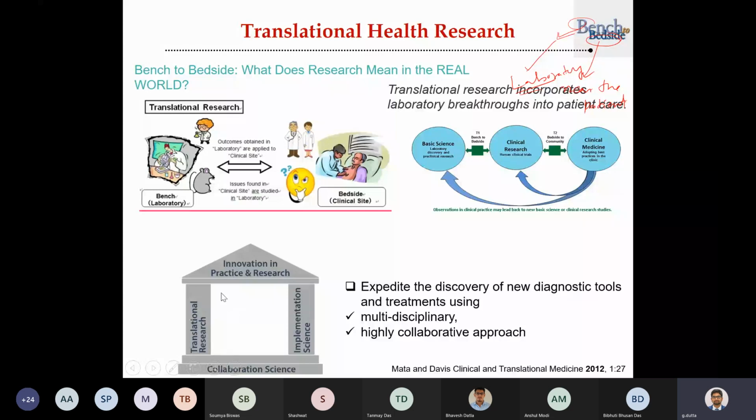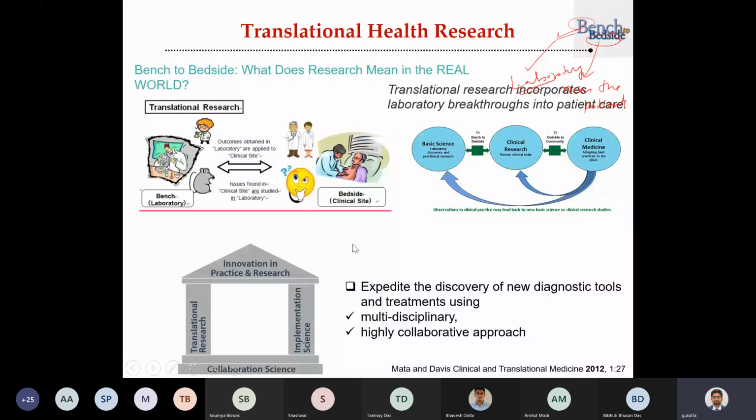These things stand on translational research and implementation science, and this is highly collaborative, and we can innovate some new things for patient healthcare. It is very interesting and very important for this course. That's why I'm adding this key point, translational research.